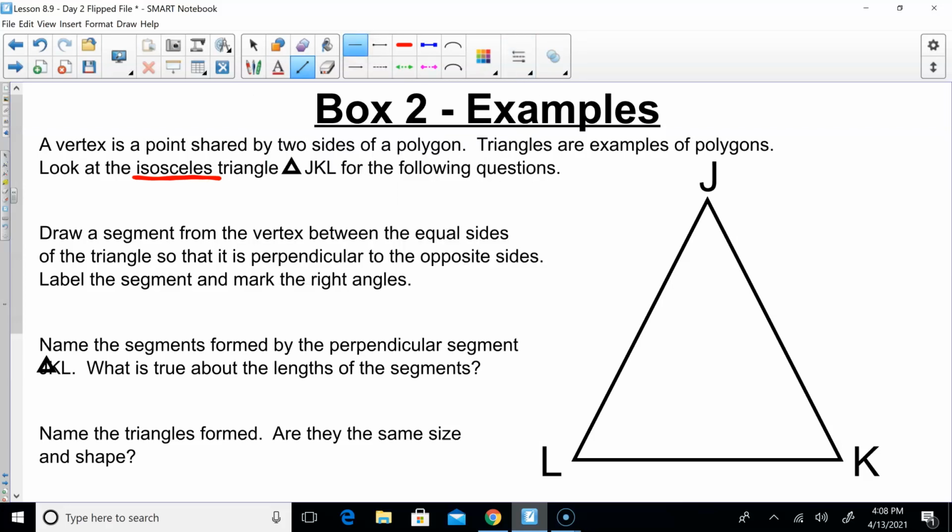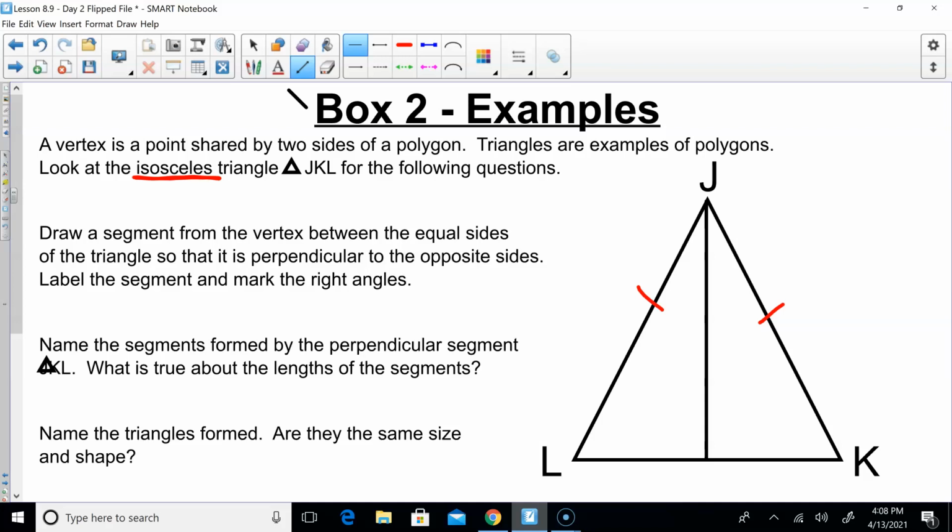Equal sides, well, we know that this side looks equal right here. Well, we'll get back to this one. This side looks equal and this side looks equal. So we're going to draw it between those two, and we go right down to the other side so it's perpendicular to the other side. So right through here and straight down so it is perpendicular. And label the segment and mark the right angles.